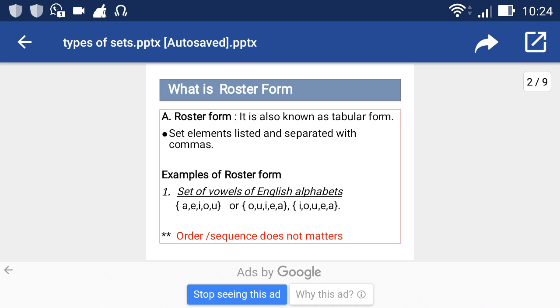Set of vowels in English alphabets. You all know that the vowels are A, E, I, O, U. You can choose any sequence or order. It doesn't matter what sequence you take. You can choose O, U, I, E, A, anything. All elements should be separated with commas and enclosed within curly braces. This is the roster form.